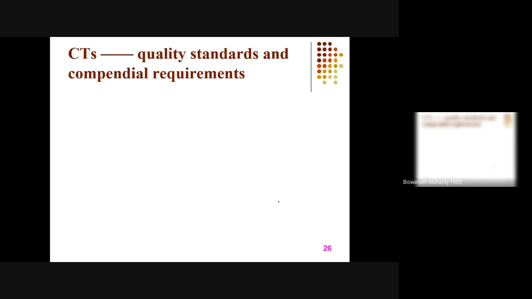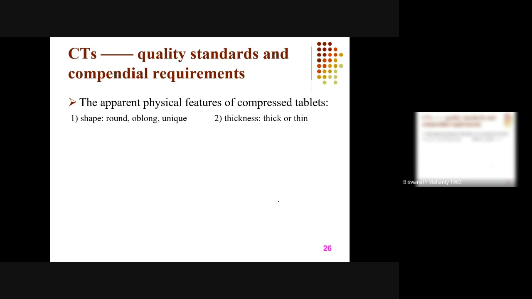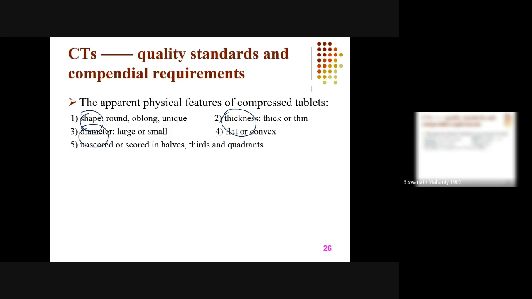Okay, now when I'm going to talk about the city, we need to have some quality and competitive standard. That means what should be the control there. So there is always something on the shape, apparent physical feature of the compressed tablet, and the thickness of the film is also important. Diameter can also vary. Shape is also going to change. Okay, you can have some unscored or scored in halves, third or quadrant.